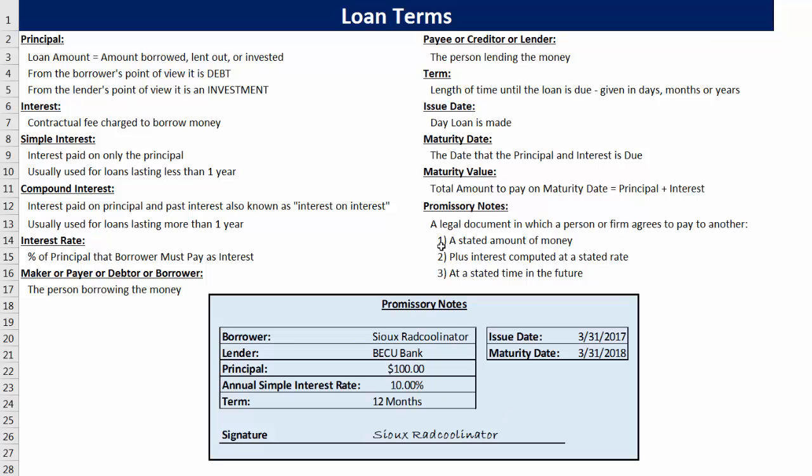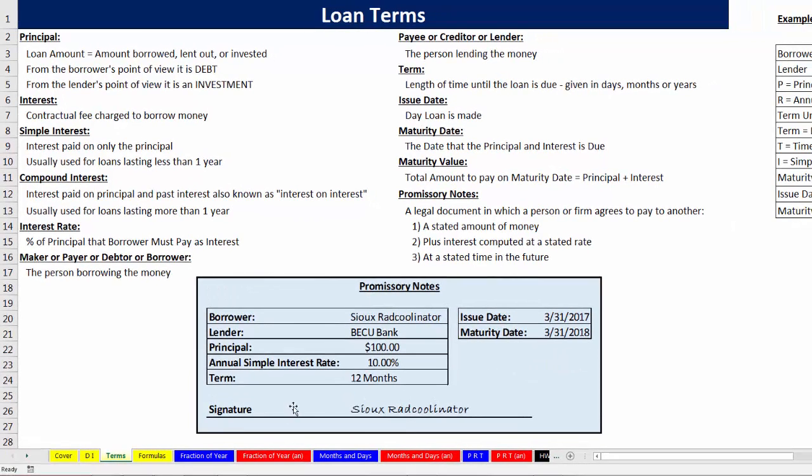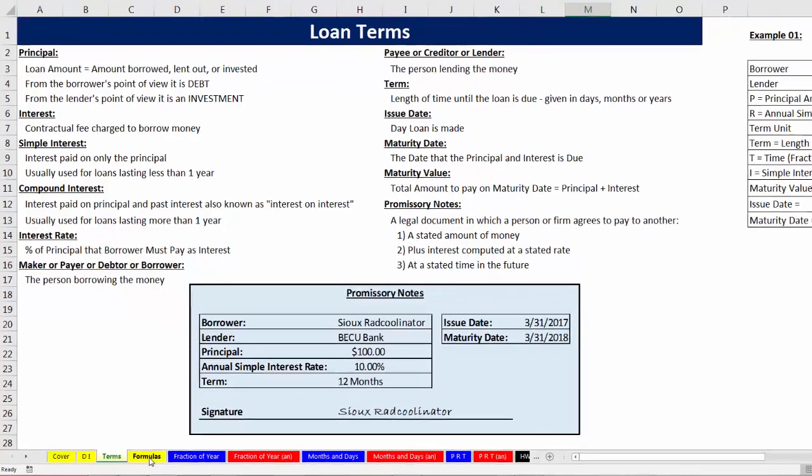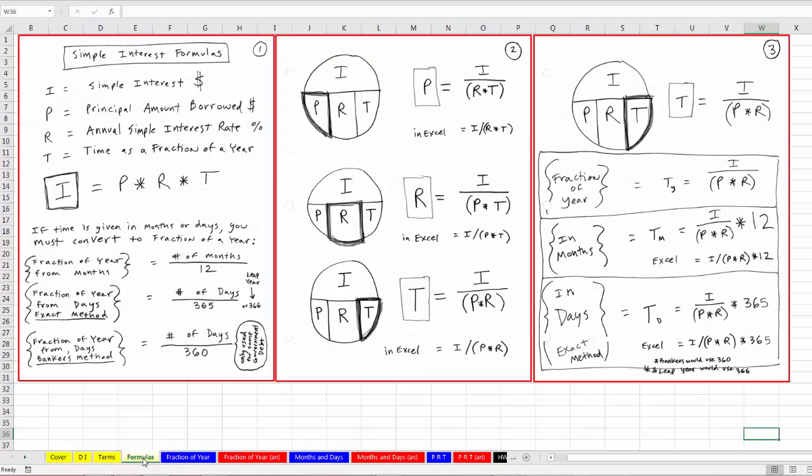A promissory note is a legal document in which a person or firm agrees to pay to another a stated amount of money, that's the $100, plus interest computed at a stated rate, 10%, at a stated time in the future. Now, this promissory note lists the maturity date, but oftentimes it doesn't. It'll list the issue date and the term, and then you have to calculate the maturity date. All right, now we want to go over to the sheet formulas and talk about our formulas.